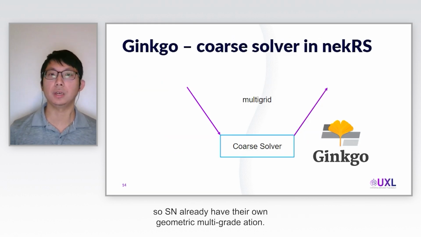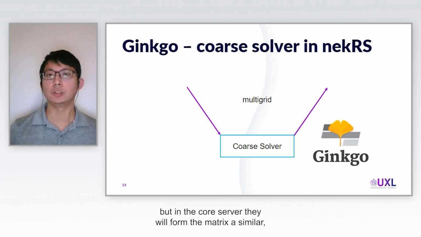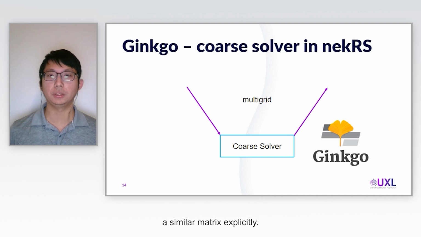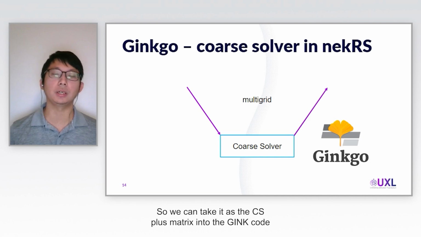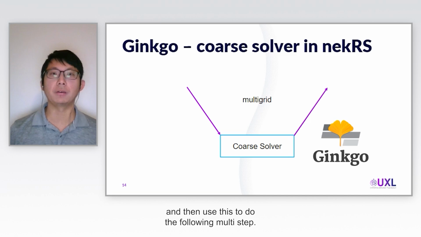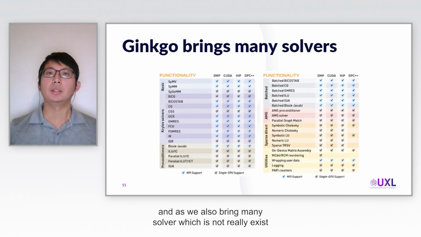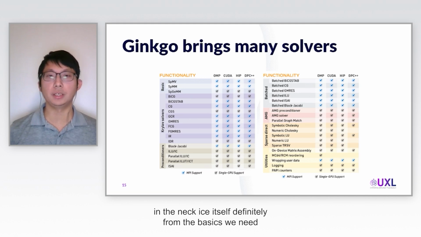nekRS already has its own geometric multi-grid discretization, so it will not form the matrix directly, but in the coarse solver, it will assemble the matrix explicitly. So we can take it as a CSR sparse matrix into Ginkgo, solve it with Ginkgo, and then return the result back to nekRS to do the following multi-grid step. So first, we definitely keep the portability, and we also bring many solvers which do not really exist in nekRS itself.